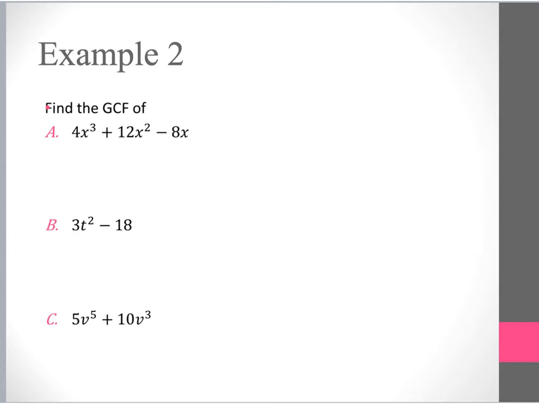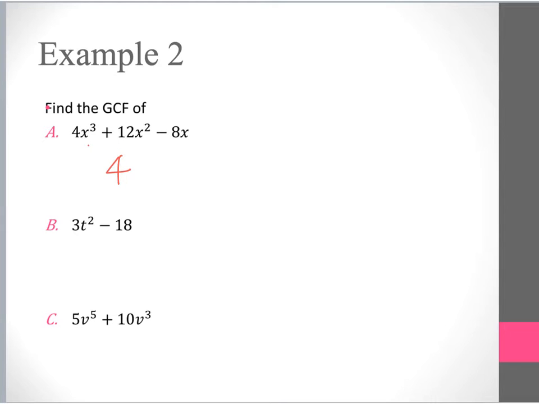So example 2 says, find the greatest common factor, or the GCF, of, and for part A, you can see we have 4x cubed, 12x squared, and 8x. Our job now is to find a number that will go into 4, 12, and 8. If you take a quick second, you can pause the video and then we'll go over the answer in just one moment. Okay, so something that will go into 4, 12, and 8 is going to be 4.